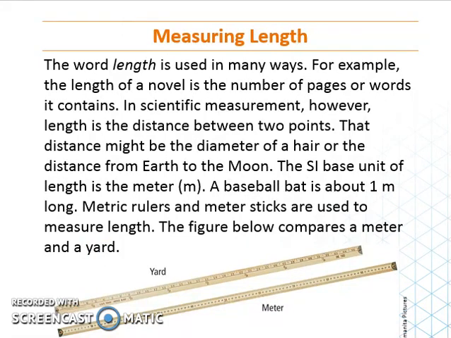The word length is used in many ways. For example, the length of a novel is the number of pages or words it contains. In scientific measurement, however, length is the distance between 2 points. That distance might be the diameter of a hair or the distance from Earth to the moon. The SI base unit of length is a meter. A baseball bat is about 1 meter long. Metric rulers and meter sticks are used to measure length. The figure below compares a meter and a yard. And while we're here, we will never, ever measure the American way, which is in inches. We will be using the meter system exclusively.